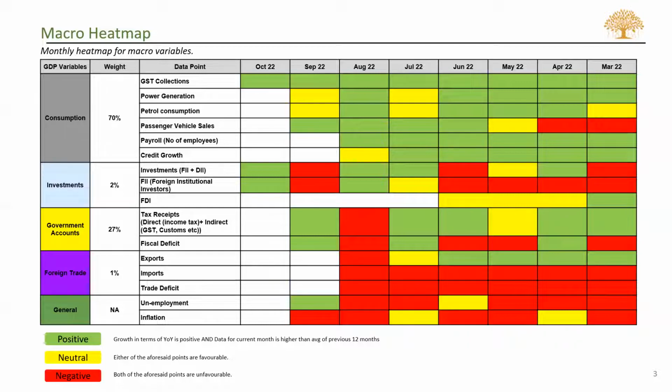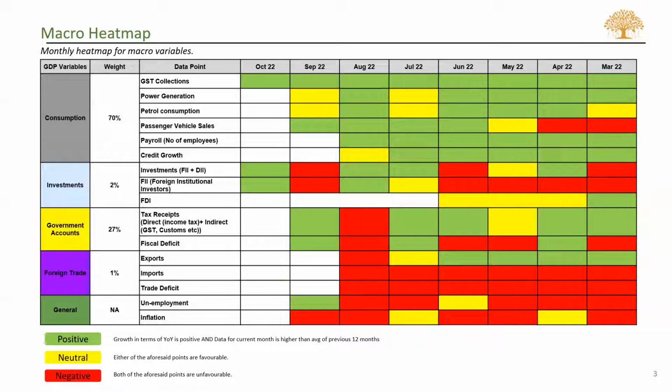Just to keep it simple, there are two things. If the year-over-year figure is positive and the figure is higher than the 12-month average, we color it green. If one of those figures is negative, we color it yellow. And if both the figures are negative, we color it red. To give an example, if you see GST collections from October to March, it's green, which means that every single month, the year-over-year growth was positive, as well as the figure for the month being higher than the average.